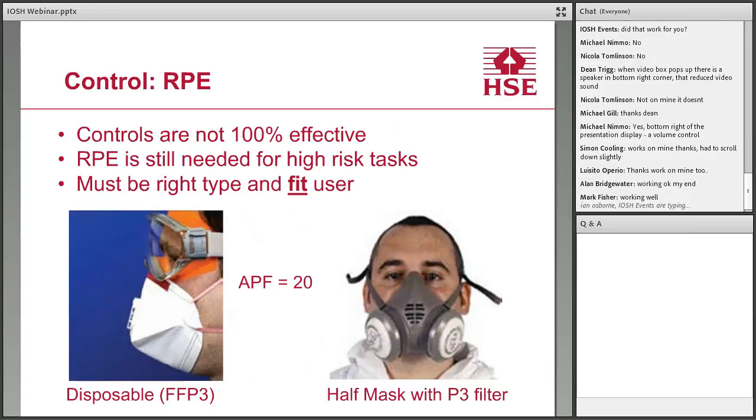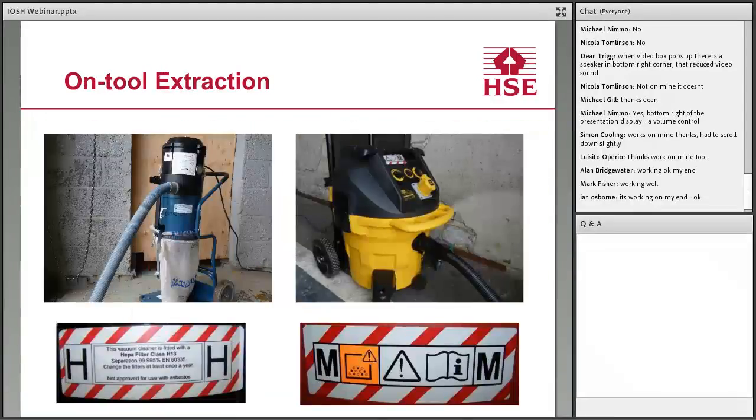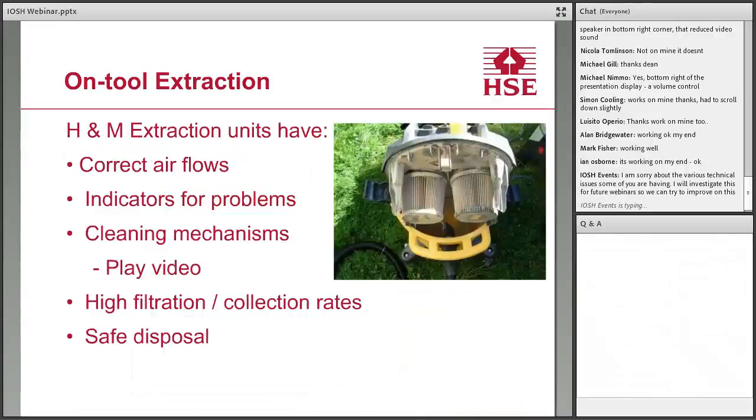Lastly, of course, as I've already mentioned, for several tasks is RPE. Just before I do that, what I should say is that for these H and M class, we'd expect those for wood tasks and silica tasks. If you're doing other dust tasks, such as gypsum, you can get away with an L class, because the risk is lower. But for silica and wood, we'd be expecting an H and an M, or an M.